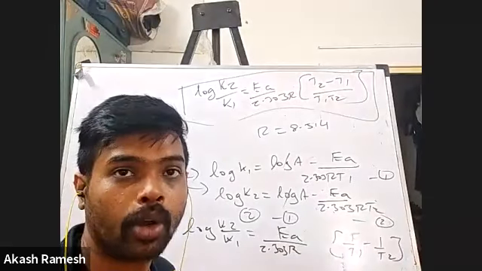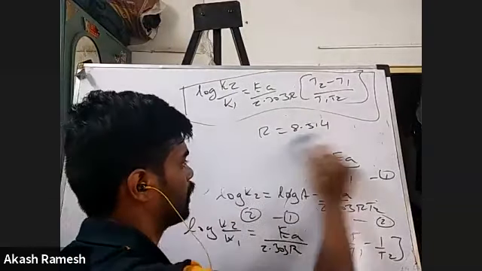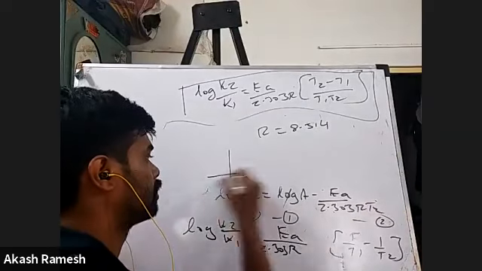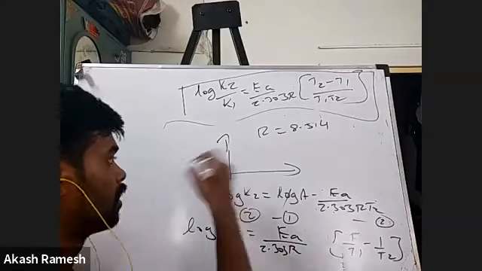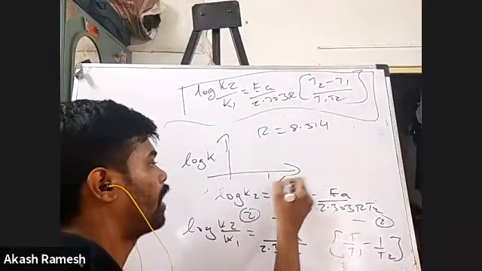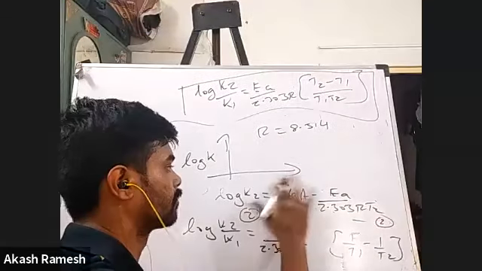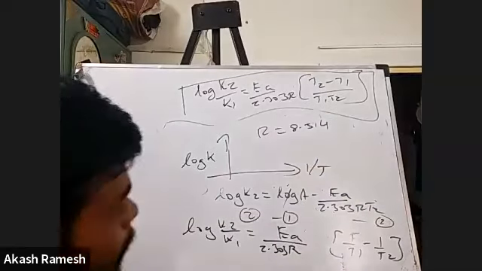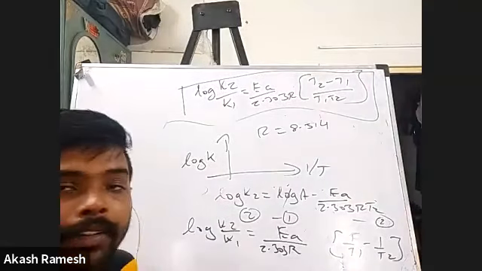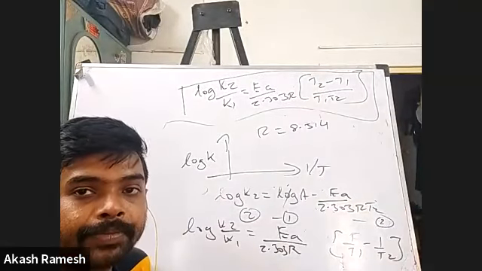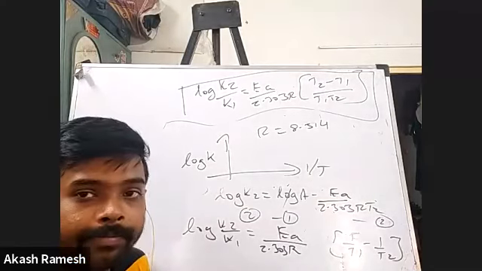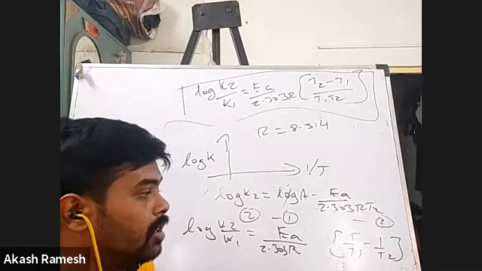Anything else which I have to say? I have to do a lot of problems, obviously. But if I plot a graph between log K and 1 by T, can you tell me how the graph will look? I'm not talking about K1, T1, K2, T2. I'm just asking log of rate constant versus 1 by temperature.